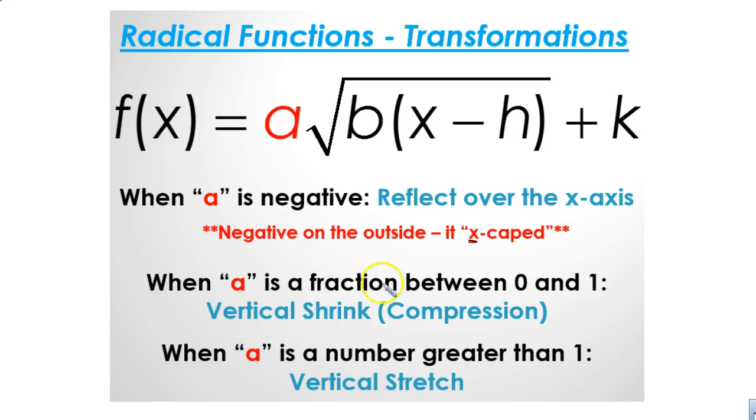All right, now when a is a fraction between 0 and 1, or a decimal between 0 and 1, or anything between 0 and 1, we're going to think of that as a compression on the graph. It's going to be shrunken towards the x-axis. It's not going to be quite as stretched out. And if a, this leading number here, is a number greater than 1, we're going to see on the graph that that's going to be a vertical stretch. It's going to be stretched out a bit more up and down.